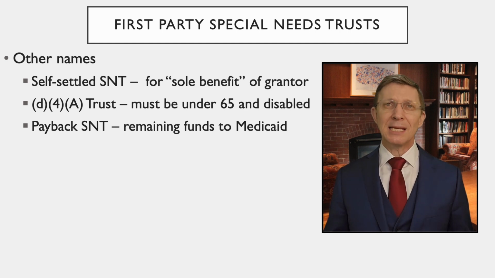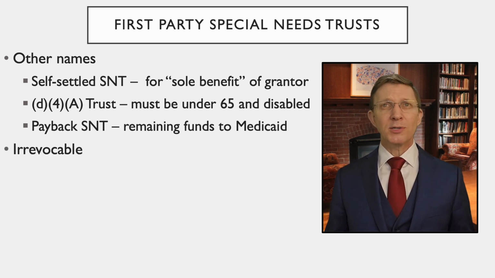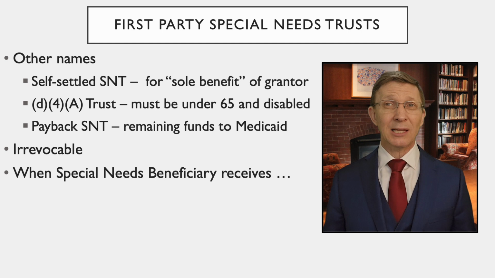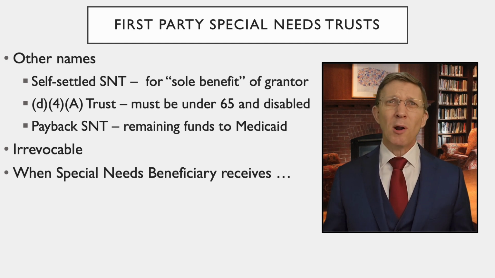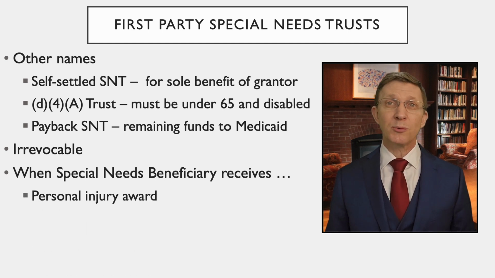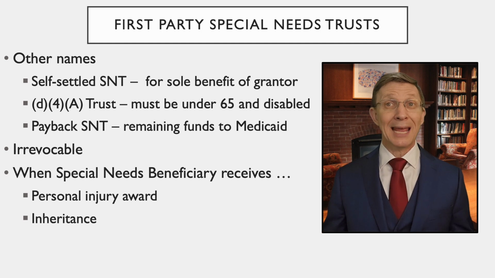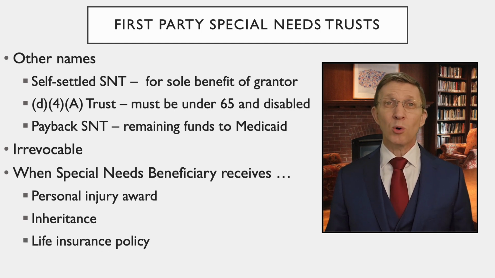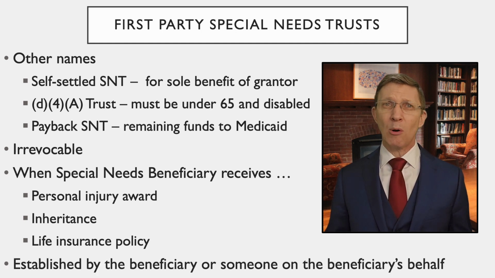The first-party SNT must be irrevocable, in part to guarantee that any amounts not distributed to the beneficiary will go to Medicaid. When an individual receiving public benefits suddenly receives a large amount of funds, a first-party SNT can prevent the loss of those public benefits. The funds may come suddenly, for example, from an award in a personal injury case, an inheritance, or a life insurance payout. The beneficiary or someone acting on the beneficiary's behalf, such as a parent, an agent under a power of attorney, or a court, establishes a first-party SNT.